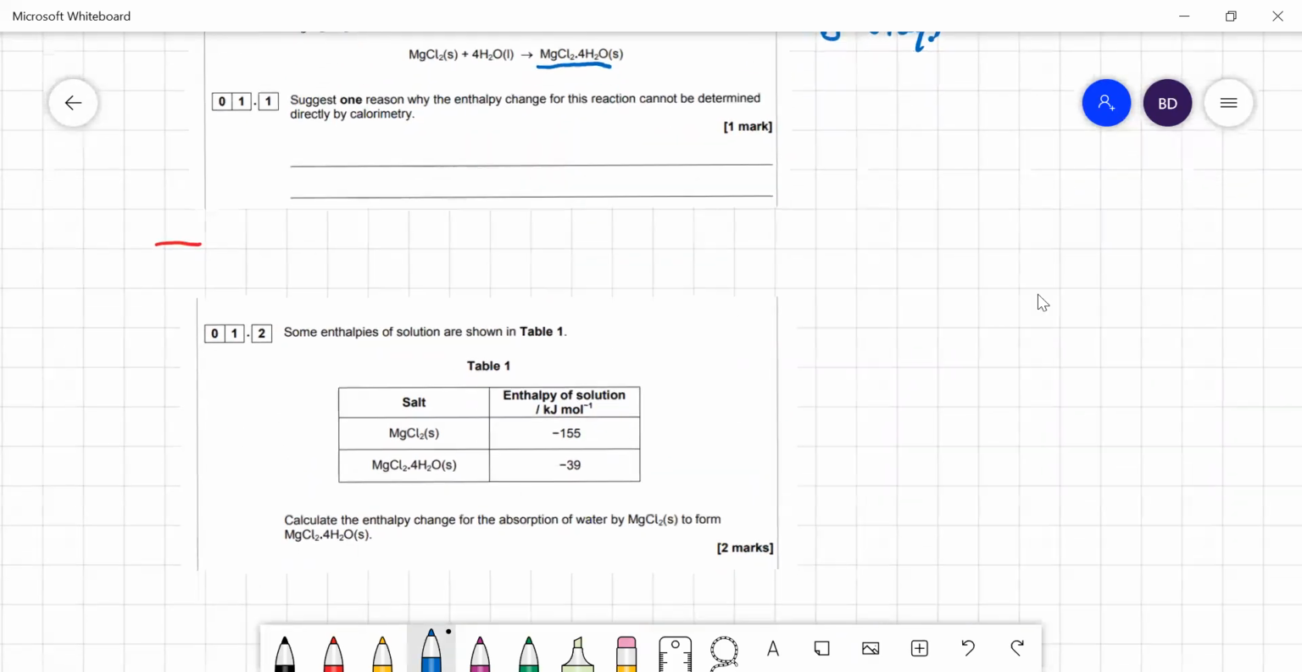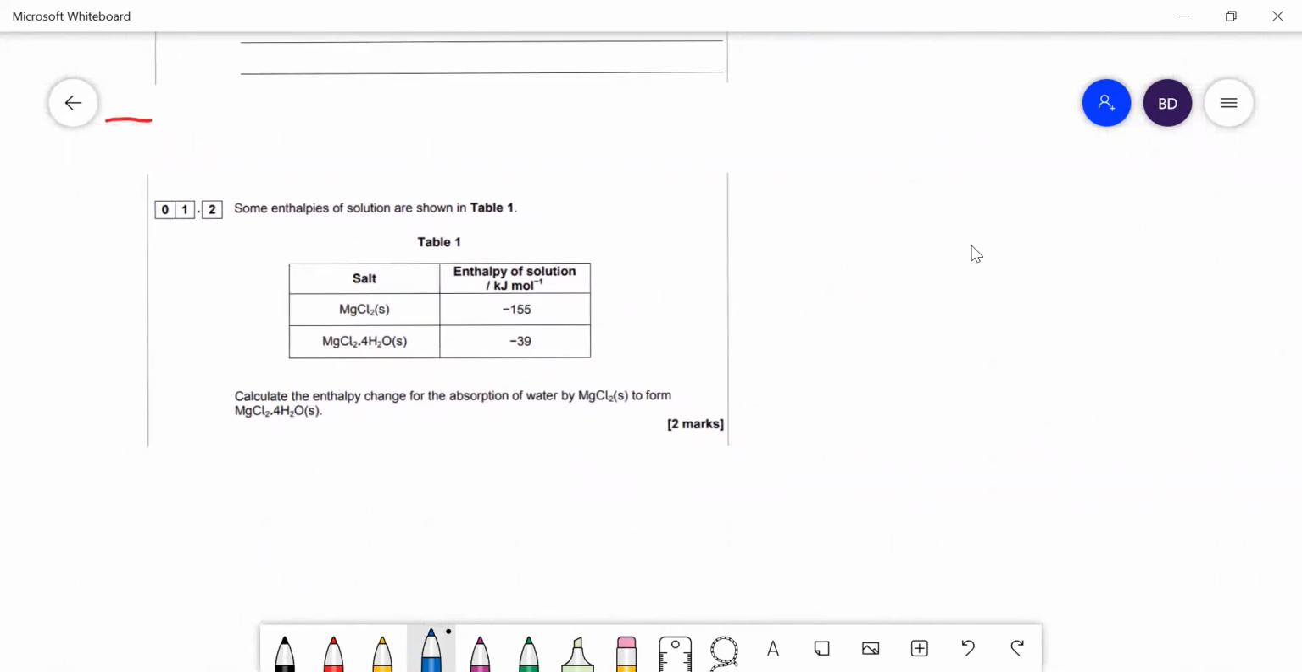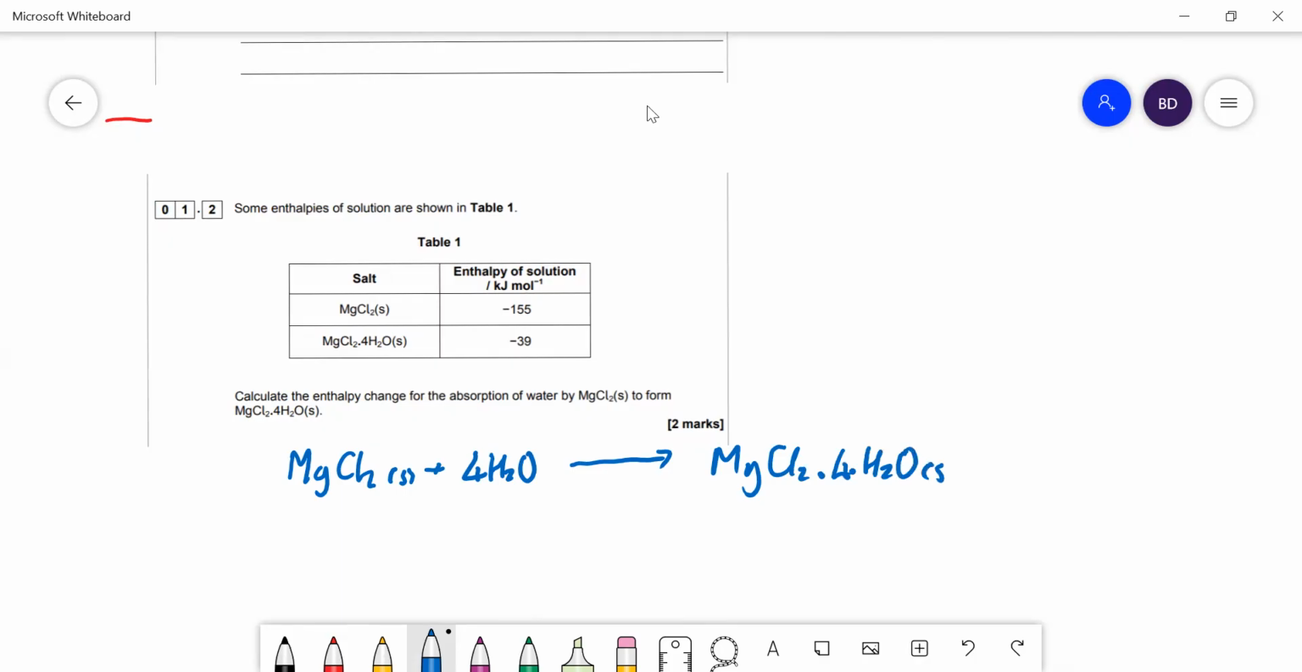So some enthalpies of solution are shown in table 1, and we can use Hess's law to calculate the enthalpy for the absorption of water. So I'll write down this equation. So we're going to get MgCl2 solid plus 4H2O goes to the hydrated magnesium chloride dot 4H2O solid. So we can find this directly by using those values there and a Hess's law cycle.